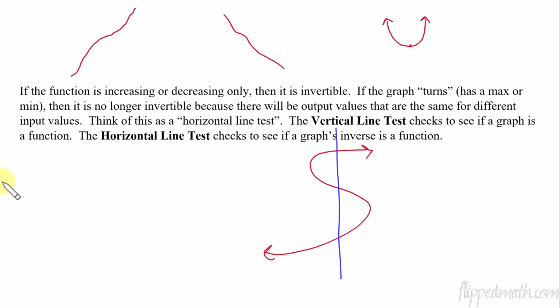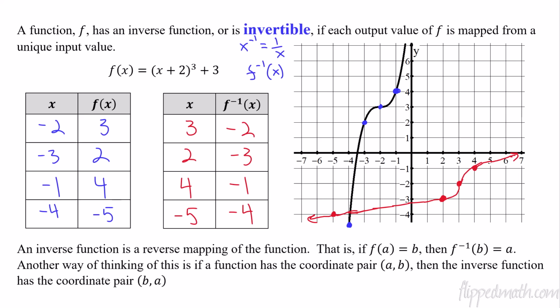So if we go back up here, I'm going to draw a horizontal line. Here I've got my little horizontal line, and I'm going to go down and watch the black original function. Does it ever cross it twice? That horizontal line never crosses the original function 2 times. And since it doesn't, it passes the horizontal line test. Therefore, we can do the inverse.